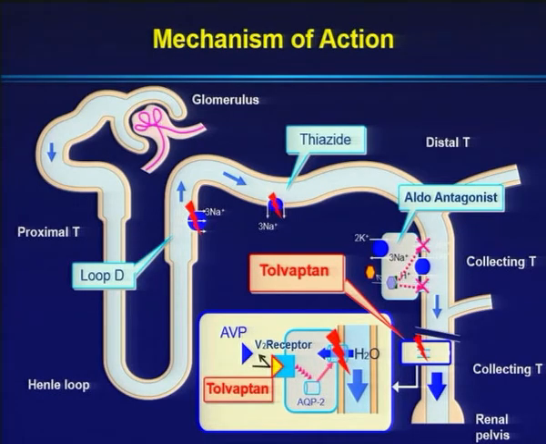And the site where the Tolvaptan V2 antagonist works is here. The ascending limb is where the loop diuretics act. Thiazide acts here. Aldosterone acts here in the collecting tubule. And Tolvaptan and arginine vasopressin act here. You can see the magnified area.